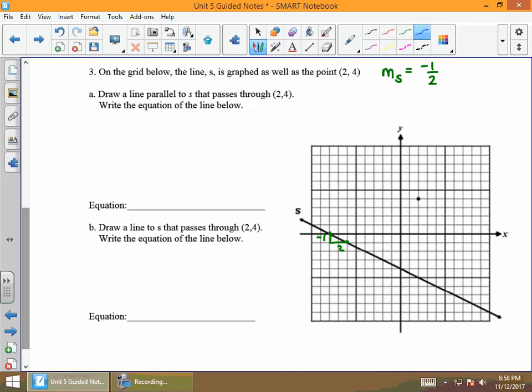Well, then if I want to find the equation, y minus y1, so this is x1 and this is y1, y minus y1 is equal to the slope. Now, this says parallel, so the parallel slope is also -1 over 2 times x minus x1. Notice that I use the same slope, so the slope of the parallel line is also -1 over 2.